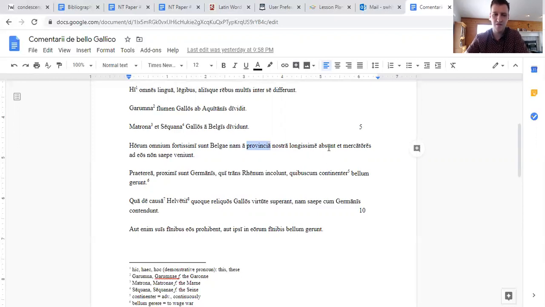So the Belgians are the furthest away from our province, and mercatores, merchants, nominative plural, non saepe veniunt, do not often come ad eos, toward them. That's just the pronoun, third person pronoun. So whole line, it's a long one. The strongest of all these are the Belgians because they are furthest away from our province, and the merchants do not often come toward them, do not often come to them.